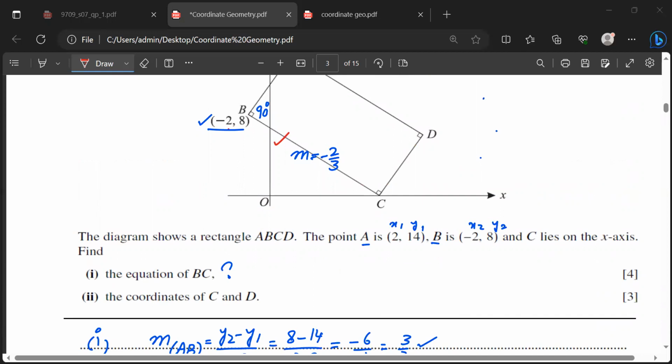The second part is: find the coordinates of C and D. C is the point where the line BC intersects the x-axis, or this is the x-intercept of the line BC which we have just obtained. As it is on the x-axis, the y coordinate is 0. So you put y equals 0 in the equation we have obtained, 2x plus 3y equals 20.